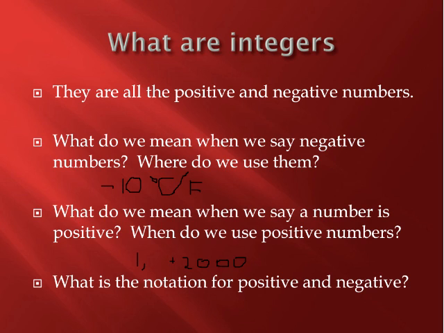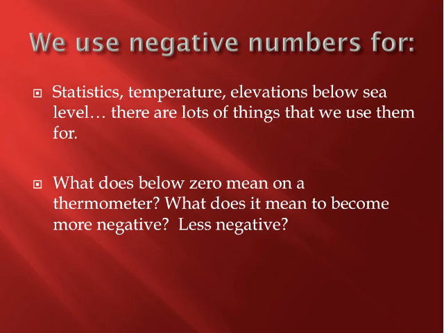We know that we put a minus in front of a negative number and a plus in front of a positive number. I'm going to keep going, so if you've paused, you'll just hear my wonderful voice when you start up again. So, we use negative numbers for statistics, temperature, elevations below sea level. There are lots of things that we use them for.